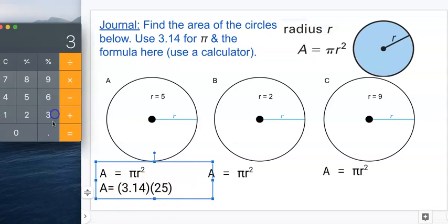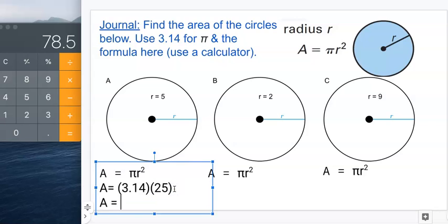So 3.14, we're going to plug into our calculator, times 25 equals 78.5. So the area equals 78.5.